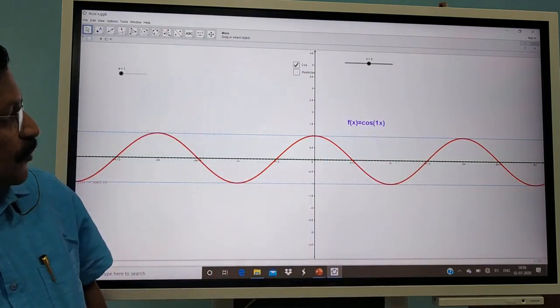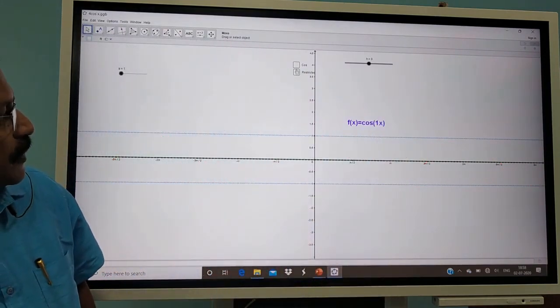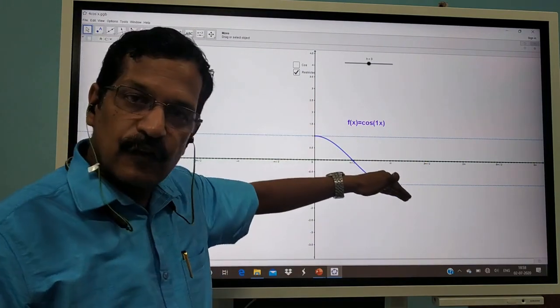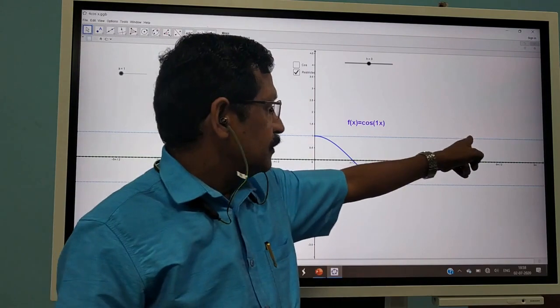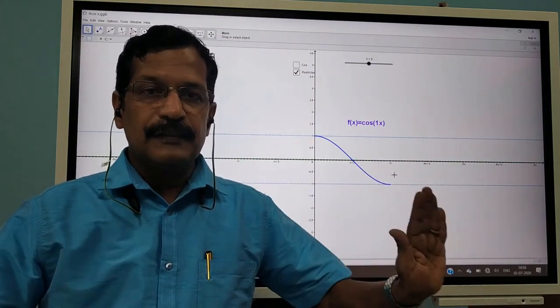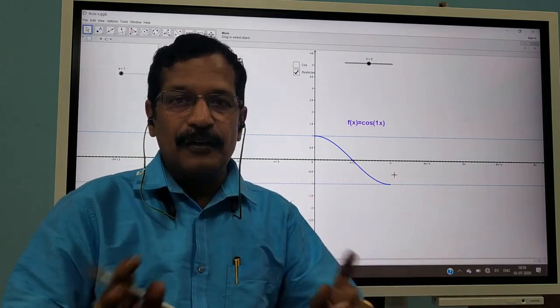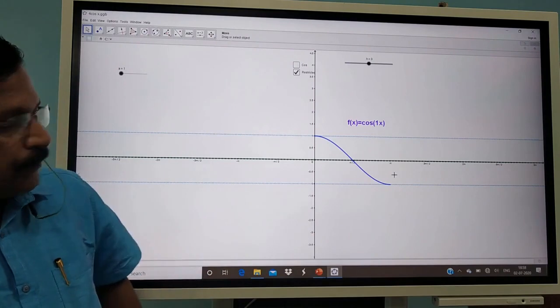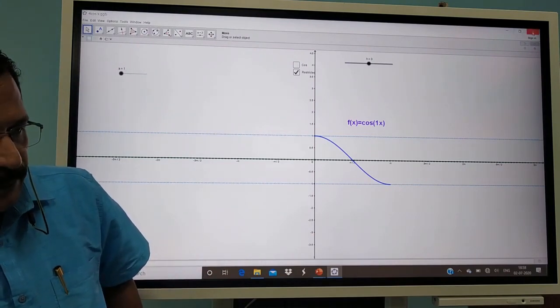I will show you the restricted branches. This is one of the restricted branches. In this branch, it is 1-1 and onto. And again, if you take this branch, again it is 1-1 and onto. So in that way, we can restrict the domain to make the function 1-1 and onto, hence invertible. I am closing this GeoGebra.